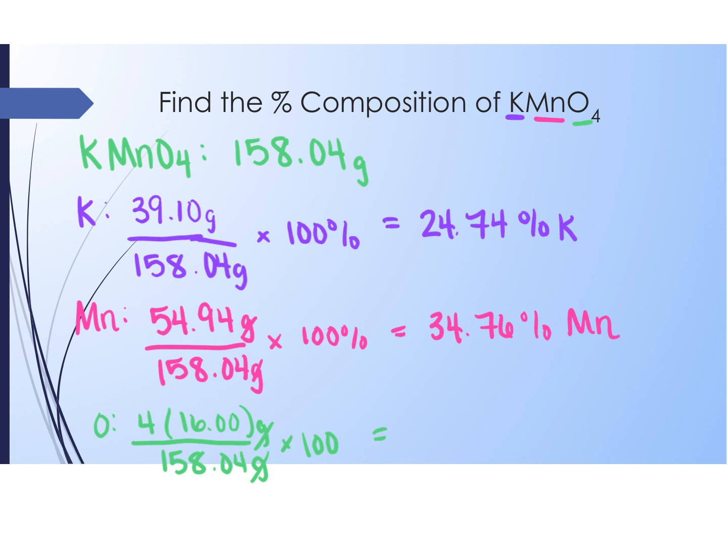What do you get for your percent oxygen? 40.5% oxygen. Okay, so if we add them up, they equal 100, so we're feeling pretty confident. Good.